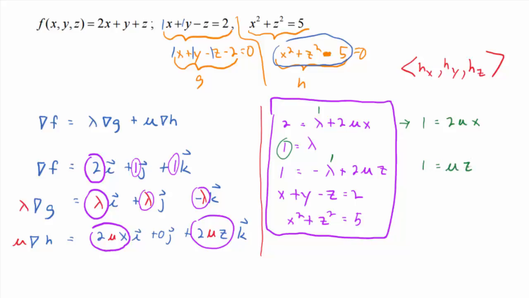Does everybody believe that? It's dangerous when you skip steps. It's easy to make a mistake. But yeah, when you plug it in here, you've got the negative in front. Negative this side, add it, you get 2. 2 equals 2 mu z. Divide out the 2's, you get 1 equals mu z. And then these two equations don't change. X plus y minus z equals 2. And x squared plus z squared equals 5. Okay, so we've narrowed it down a little bit.